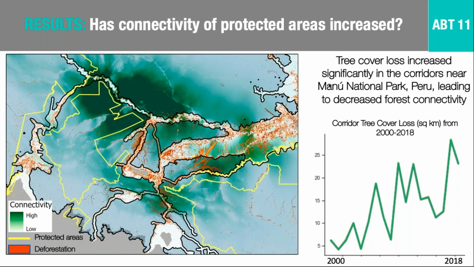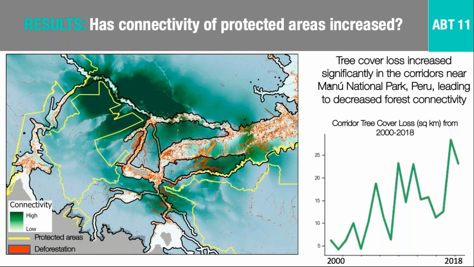And then in kind of red and orange, we show where deforestation has occurred from 2000 to 2018. We can see that deforestation has occurred in some areas very heavily and not so much in other areas. But what we're interested in is where tree cover loss occurred in corridors between intact forest landscapes in this area.